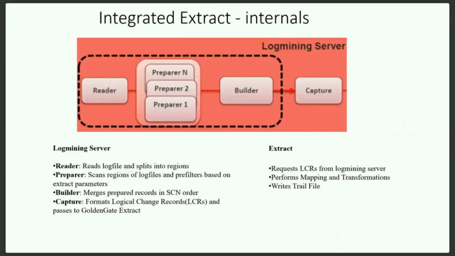So here's an example of some of the processes that run inside the log mining server. You have a reader process, and then a preparer process, builder, capture process. They all perform different functions. For example, the reader will read the log file, and the preparer will scan the log file. The builder will merge the prepared records in the order of the SCNs. The capture process is the main process that formats what's called logical change records and then hands them over to the GoldenGate extract process.